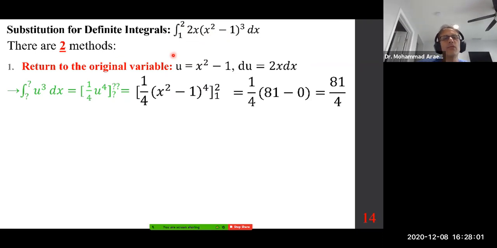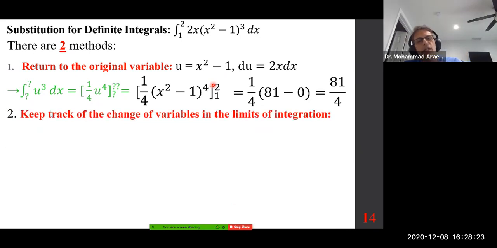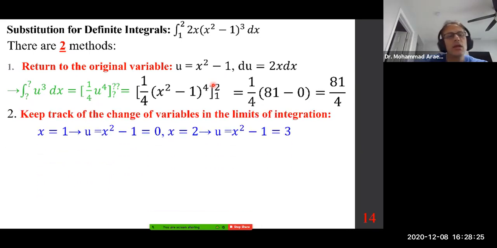Now, what if we don't want to go back to the original variable? If not, we have to figure out the new limits. So what happens? Here's the choice of u. Plug in the lower limit. If you plug in 1, you get 1 squared minus 1, which is 0. If you plug in 2, you get 2 squared minus 1, which is 3. So those are your new limits. Okay, keep track as follows. So when x is 1, we get 0. When x is 2, we get 3.